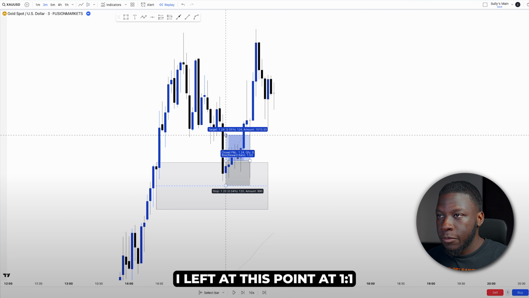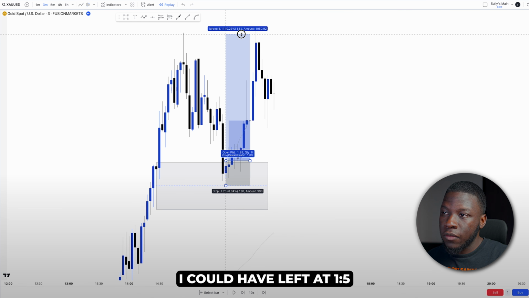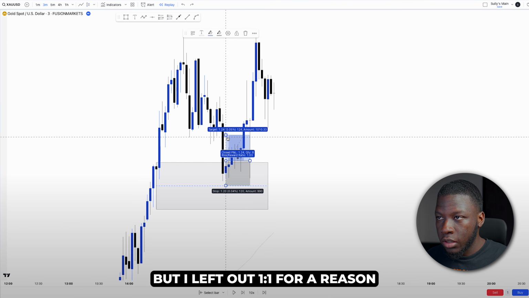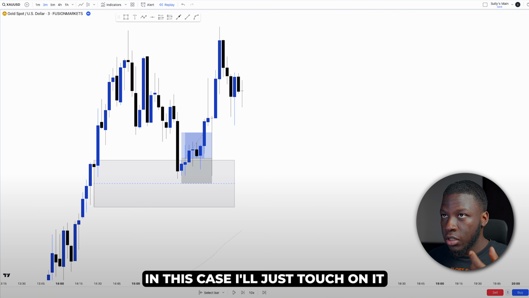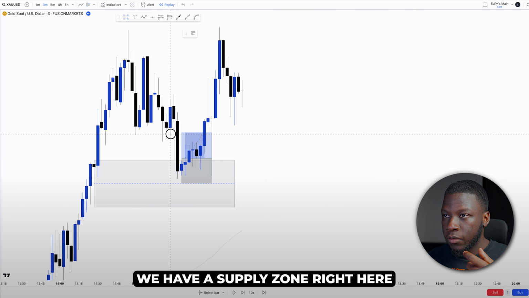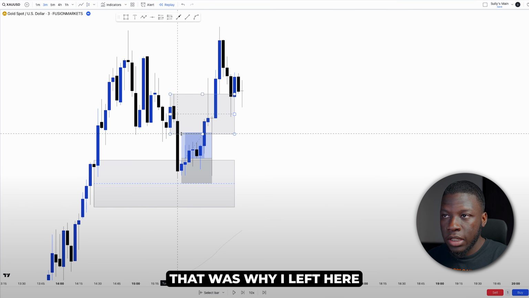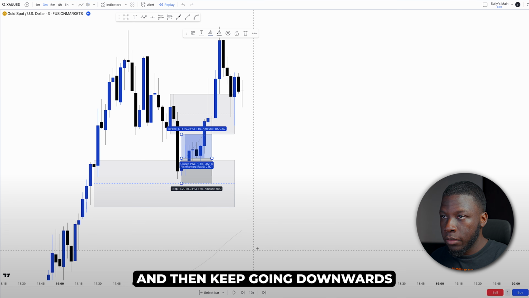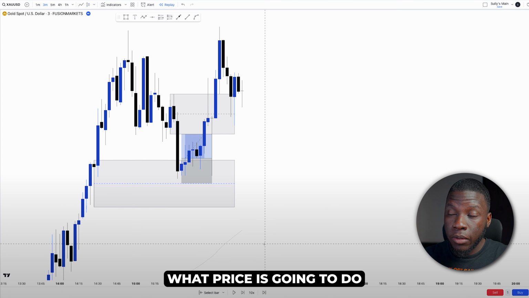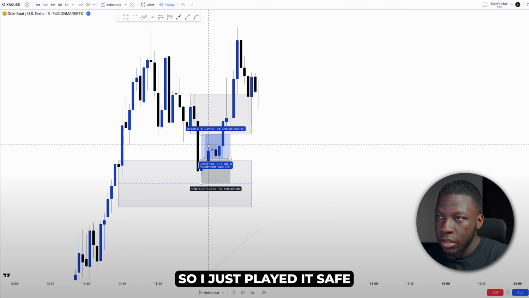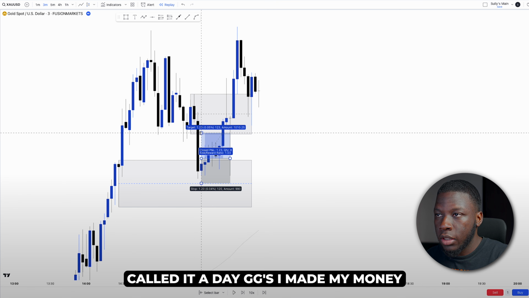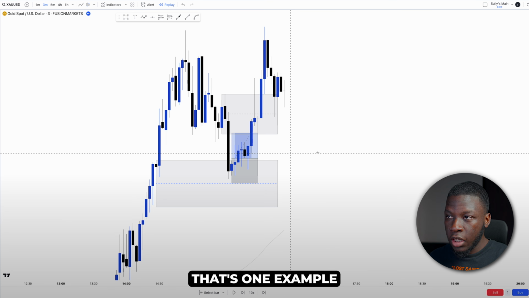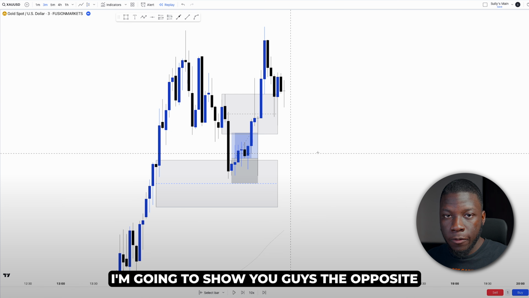I left at this point at 1 to 1. You could see I could have left at 1 to 5. You don't know that it's going to go that far up, but I left at 1 to 1 for a reason. In this case, I'll just touch on it. We have a supply zone right here. Because of the supply zone, that was why I left here, because sometimes price will react to the supply zone and then keep going downwards. Remember, we don't know exactly what price is going to do. So I just played it safe. I just left on my quick 1 to 1, call it a day, GG's, and made my money. 1 to 1 is perfectly fine as well. That's one example. Now I'm going to show you guys the opposite, a supply.